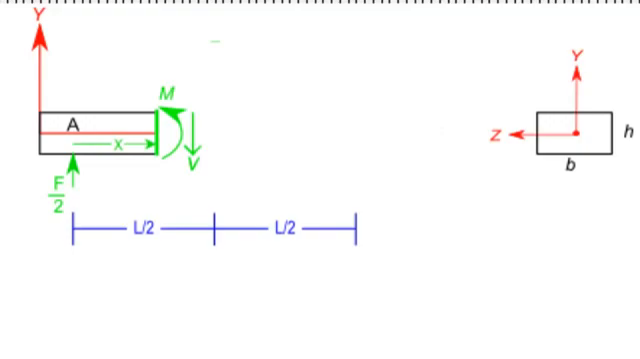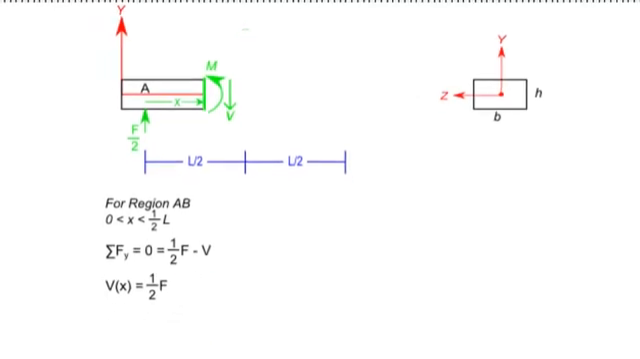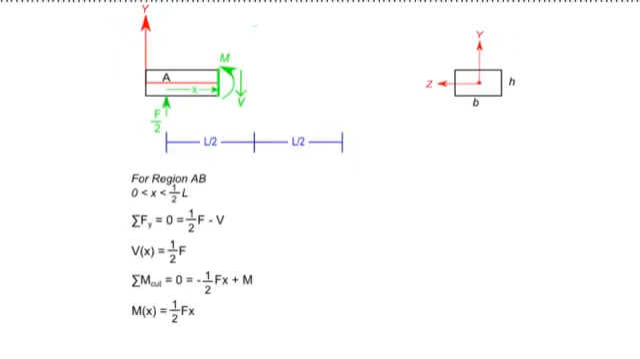Once we have identified the potential internal loads, we can use the equations of static equilibrium to determine their magnitudes and directions. In this case, we can see that in region AB there is a constant shear force of magnitude F/2. Also, there is a moment that varies linearly from 0 at point A to 1/4 FL at the center of the beam.